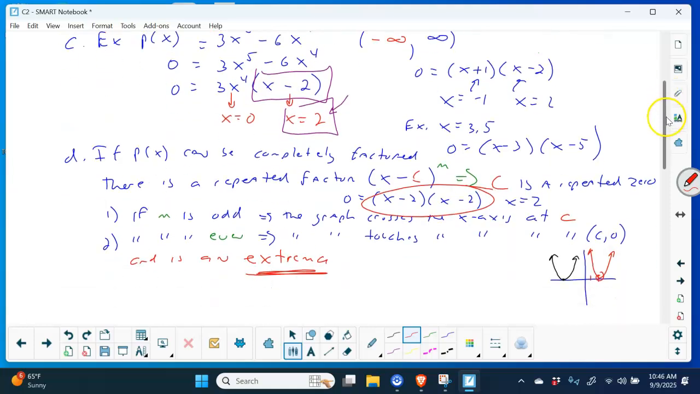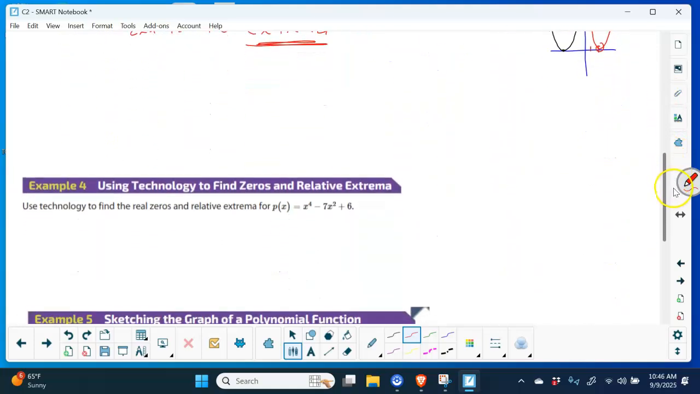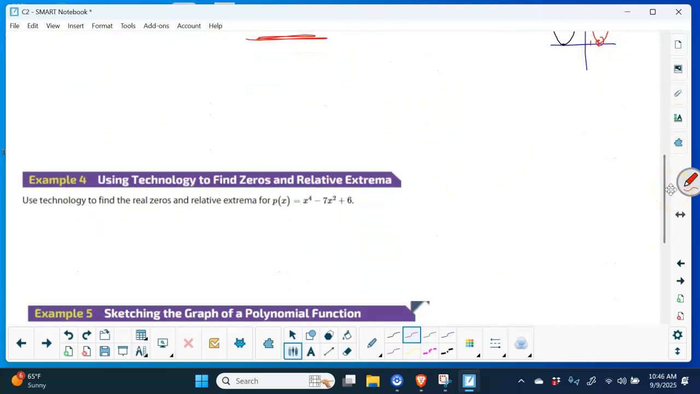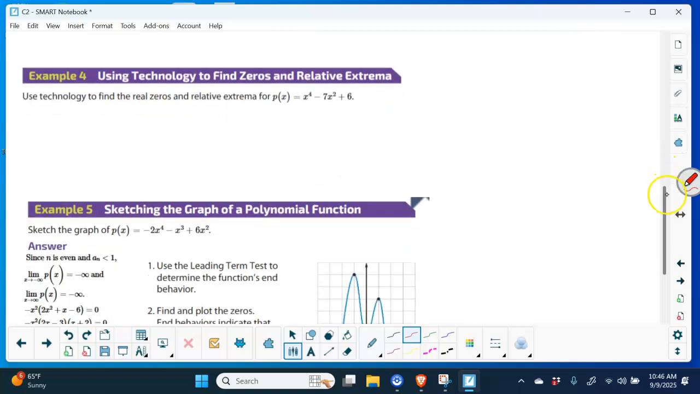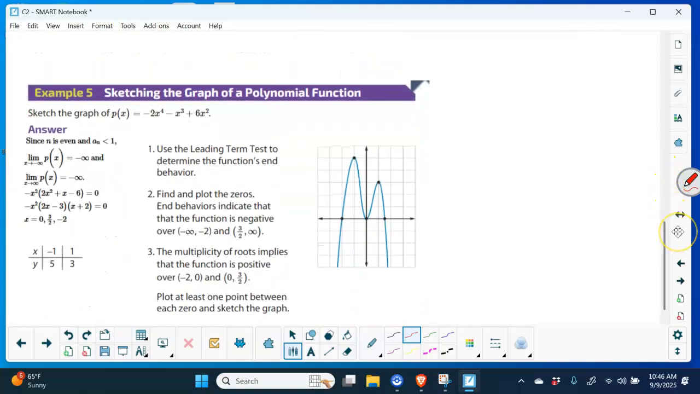All right, got one more thing. I've got 8 minutes, so I think I'm in decent shape. I wish I had time to do number 4. If you look in your book, it's there. And it's an important one because it's going to show you real zeros and relative extrema. So please take some time and do that. Use Desmos and show them.